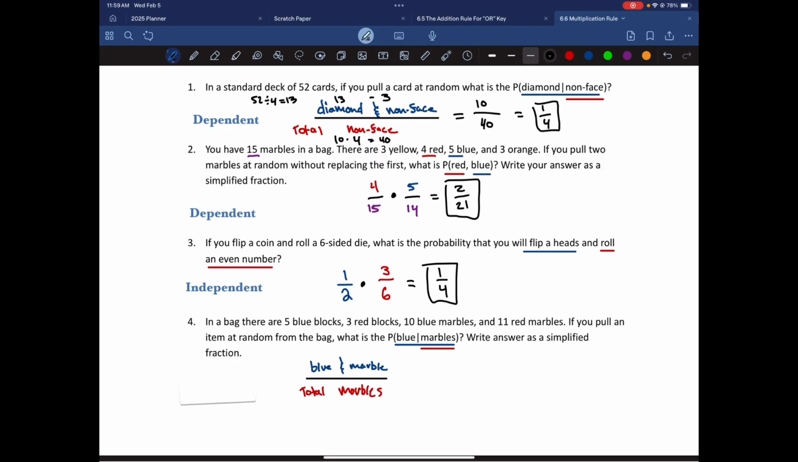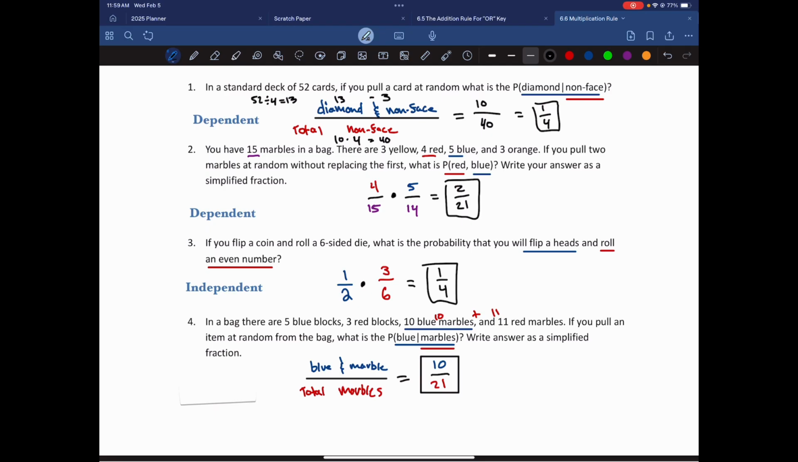So looking at the numerator, how many blue marbles do I have? Well, right here I've got 10 marbles that are blue. So I'm going to put a 10 right here. Now I need my total number of marbles. Well, I've got blocks here, blocks here. These are marbles, and these are marbles. So if I add my 10 to my 11, I get 21 total marbles, right? So my probability is 10 over 21.